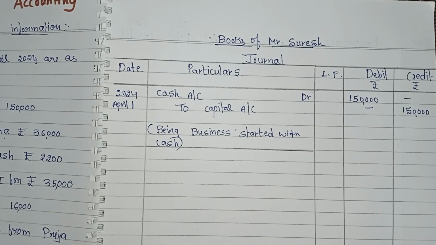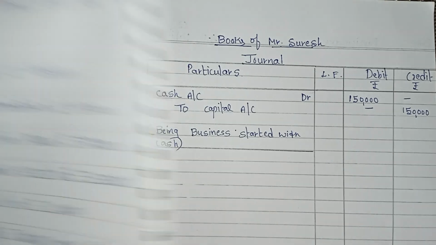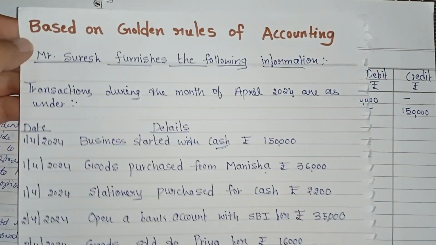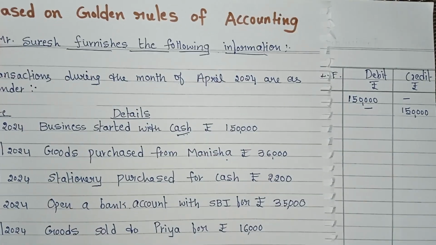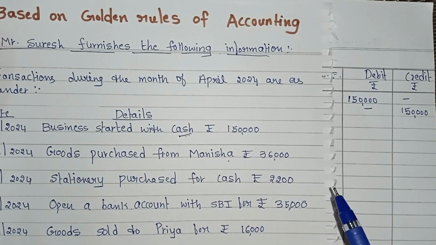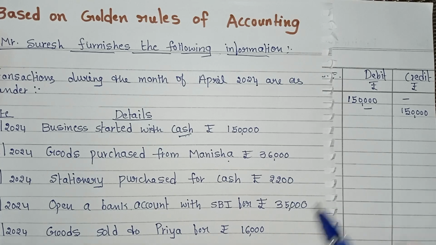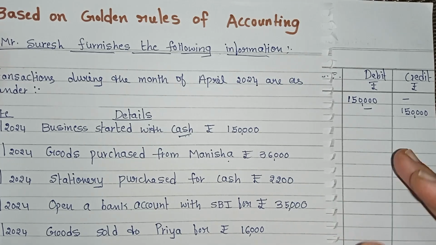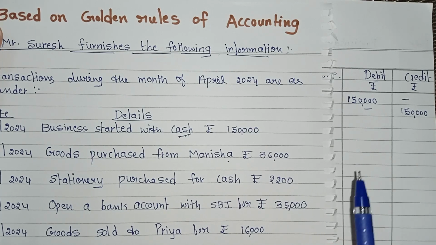Hello everyone. In this class, I am going to teach you how to pass the journal entries based on the traditional approach. It is also called the golden rules of accounting. I have already explained the traditional or golden rules of accounting in the previous class, so I will provide the link in the description box. Please watch that class first to better understand this example.